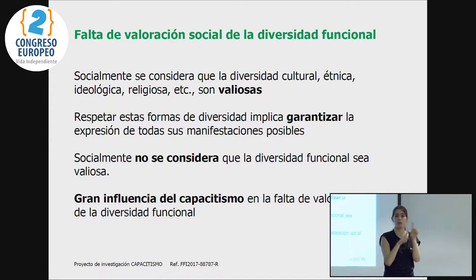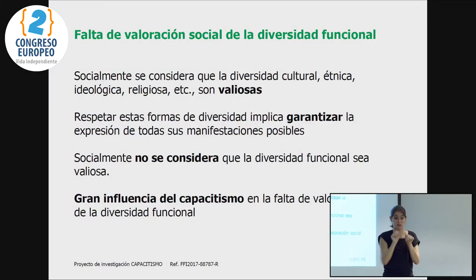What is one of the problems that I find in the discourse and in the idea of functional diversity? There is no social evaluation. Other diversities, cultural, ethnic, ideological, religious, gender diversities, are valuable. And they are assessed in social terms, although I have my doubts about this. There's a time when this evaluation of diversity isn't really in vogue.